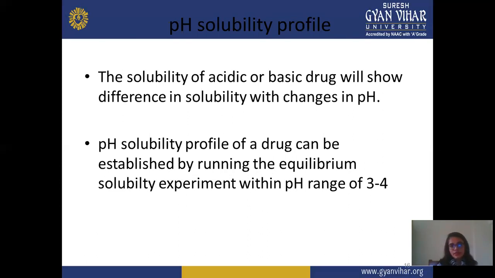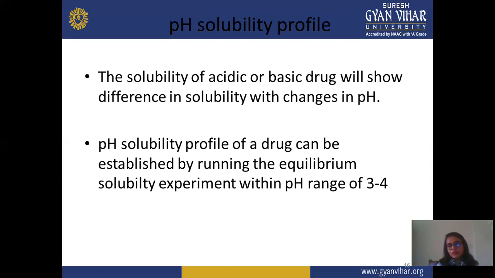Next is the pH solubility profile. In the pH solubility profile, the solubility of acidic and basic drugs will show differences in solubility with pH change. The pH solubility profile of a drug can be established by running the equilibrium solubility experiment in the pH range of 3 to 4. This means solubility is not only dependent on temperature and pressure change, but also on the pH range, which pH solvent you use. When your pH is different, acidic or basic, solubility also varies.